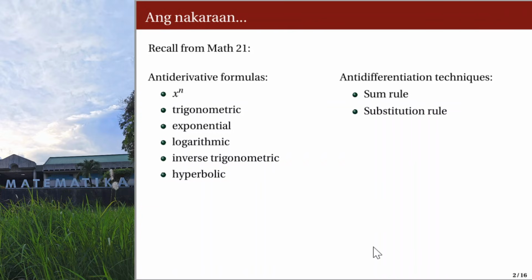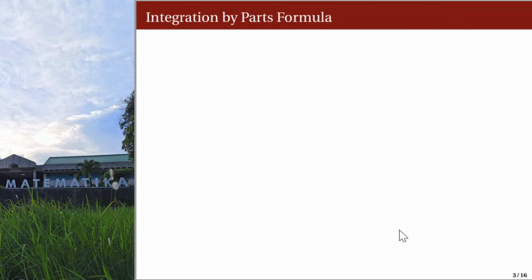So, for the first unit of Math 22, we will be discussing more anti-differentiation techniques. For example, how would you anti-differentiate the integral of x e to the x dx? So, mukhang hindi gagana yung sum rule at yung substitution rule. So, for this problem, we will use the technique of IBP, or integration by parts. First, let's derive the formula for integration by parts.